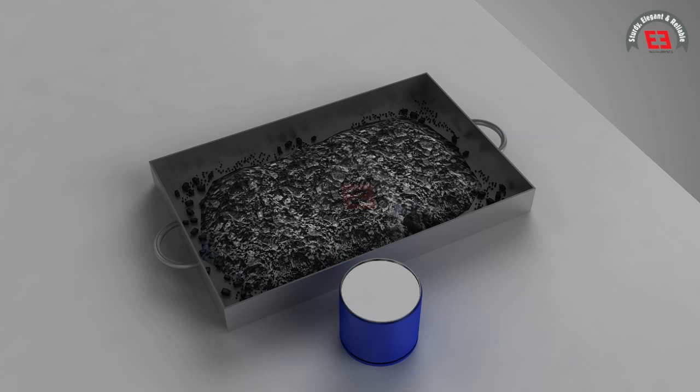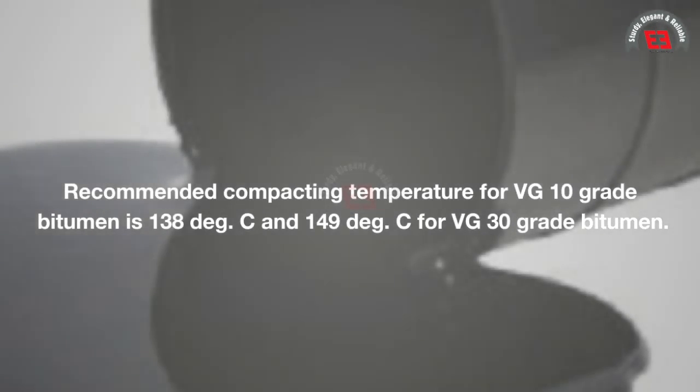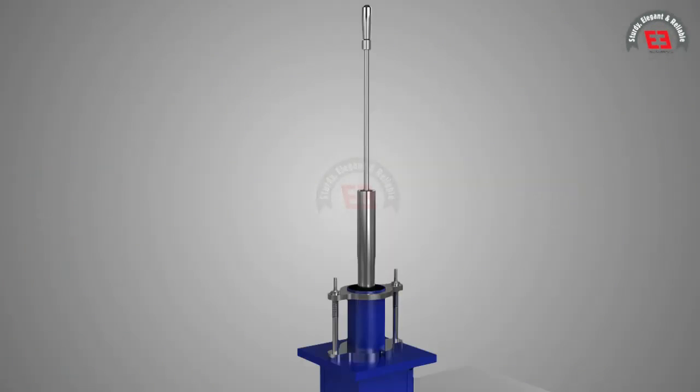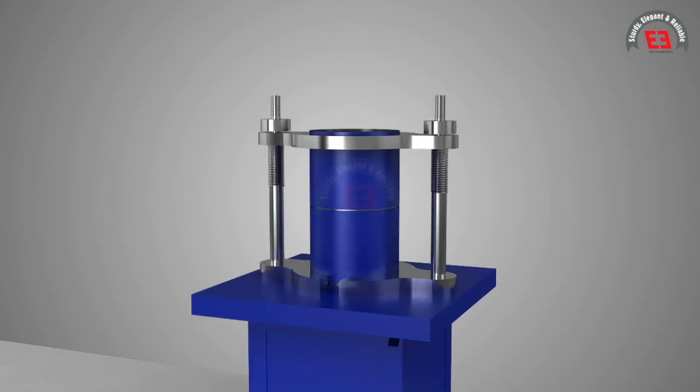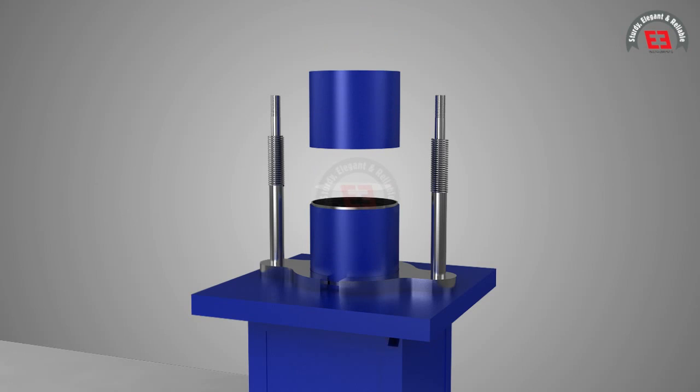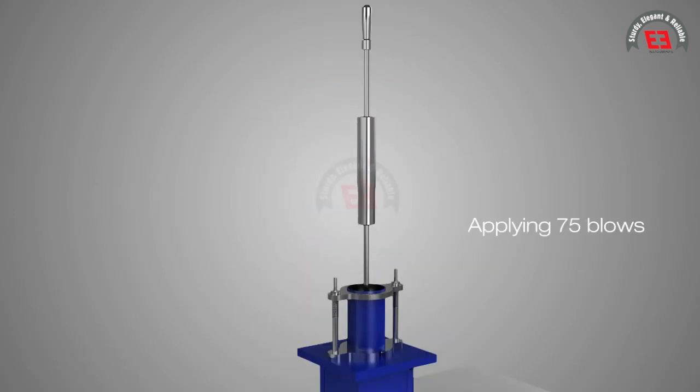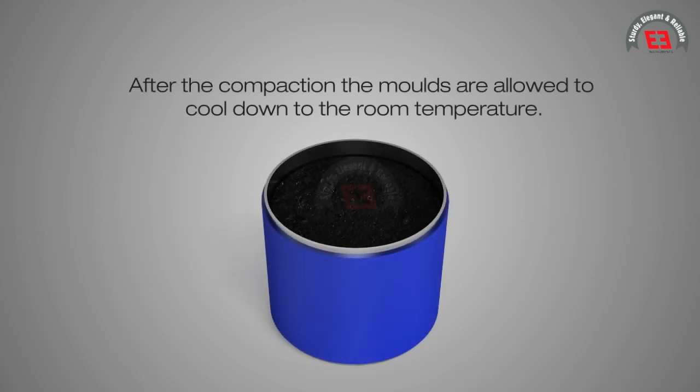Recommended compacting temperature for VG 10 grade bitumen is 138 degrees Celsius and 149 degrees Celsius for VG 30 grade bitumen. The mix is compacted by hammer at specified temperature by applying 75 blows. The mold is reversed, filter paper is placed, and again 75 blows are applied. After the compaction, the molds are allowed to cool down to the room temperature.